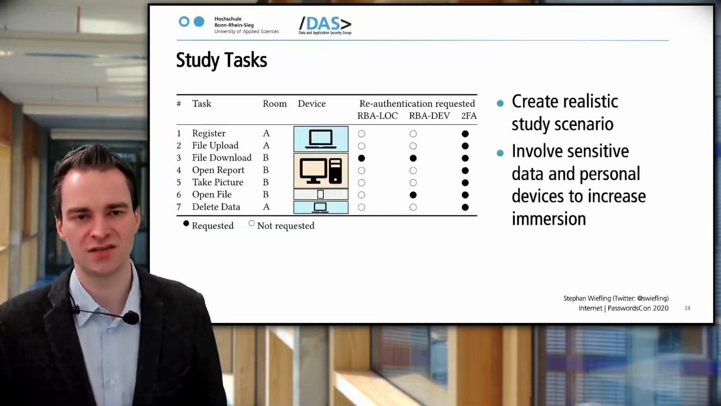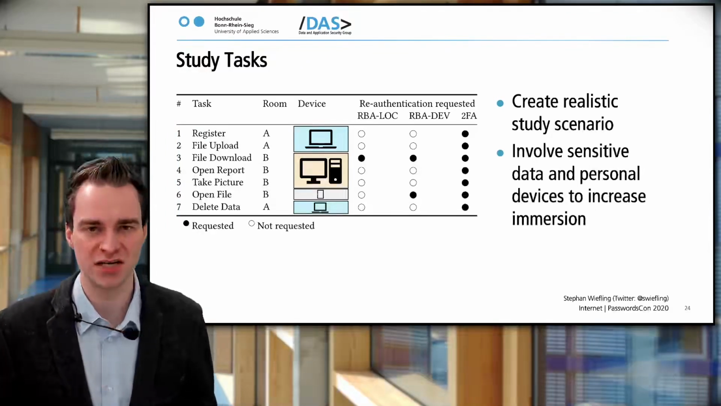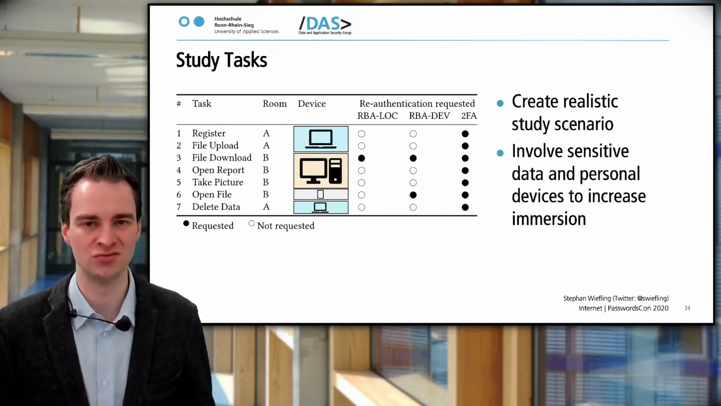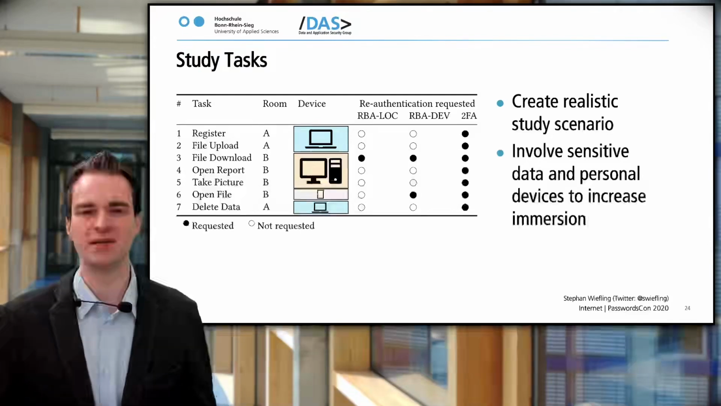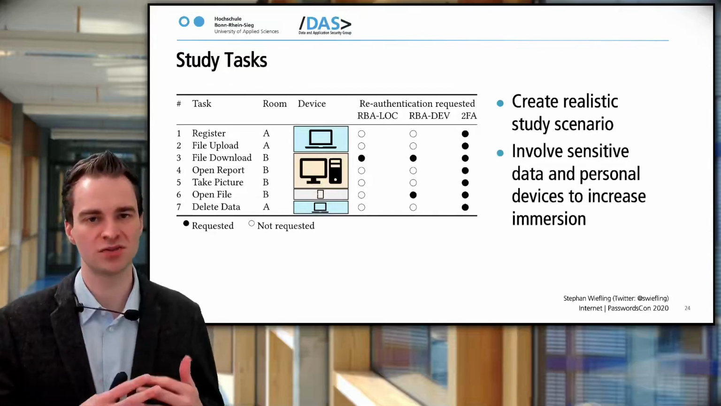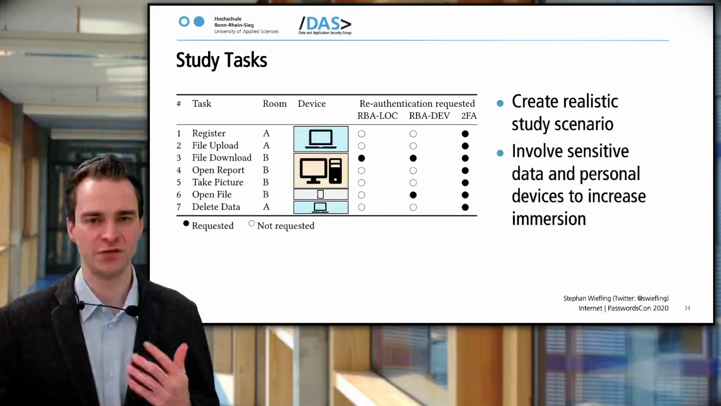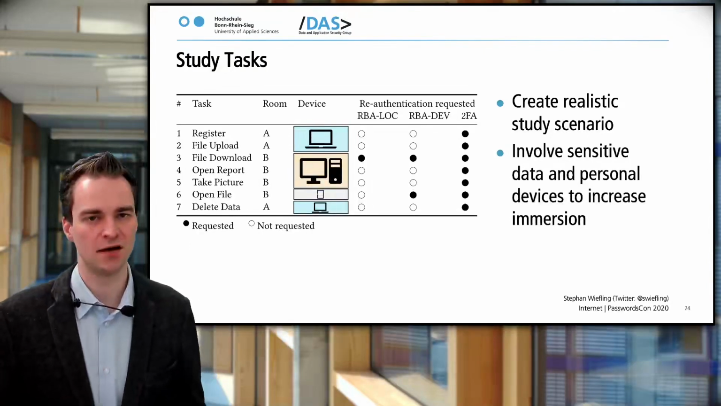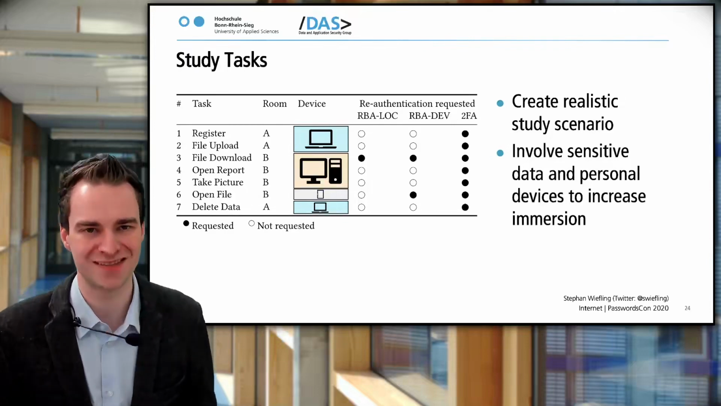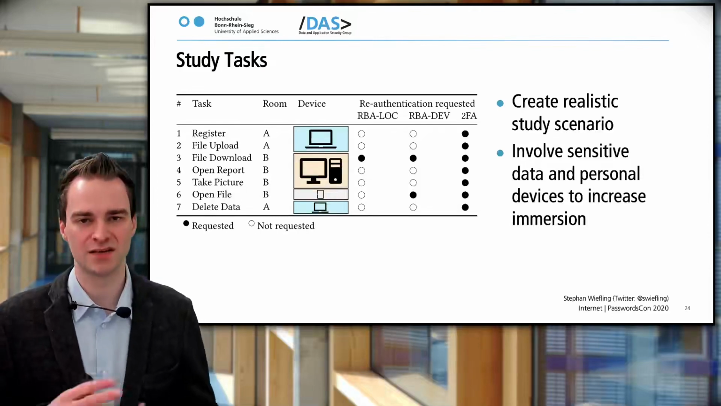We had a challenge in our study design also, because authentication is always a secondary task. You have one task, for example, logging into a cloud storage website. And then while you're doing that, the authentication method gets in the way. So just to investigate that, we needed to design realistic tasks which are not the authentication method. So we never said that we were testing authentication methods, to avoid bias. And we designed 7 tasks.